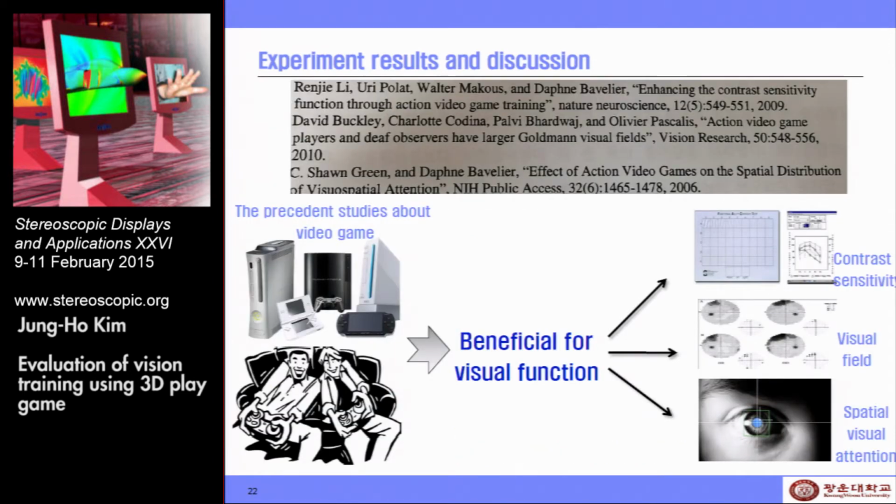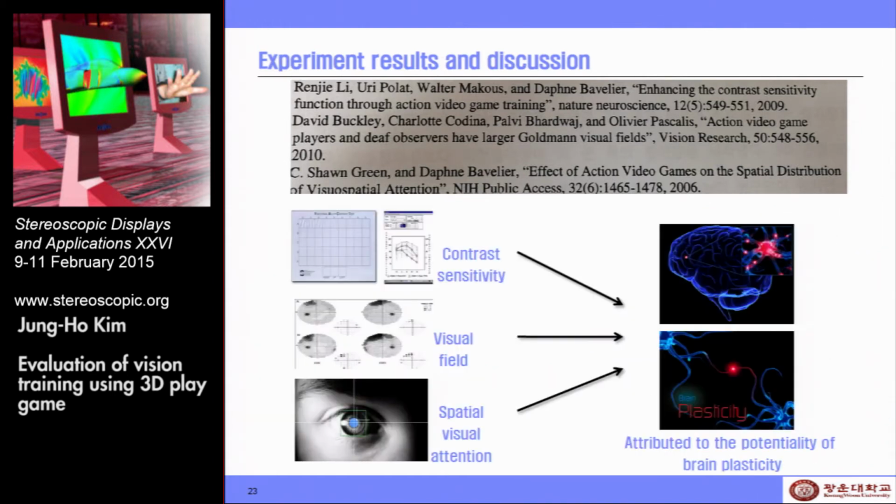The present studies show that video games are beneficial for visual function, for example, contrast sensitivity, visual field, and spatial visual attention. It is all relative to the potentiality of brain plasticity.